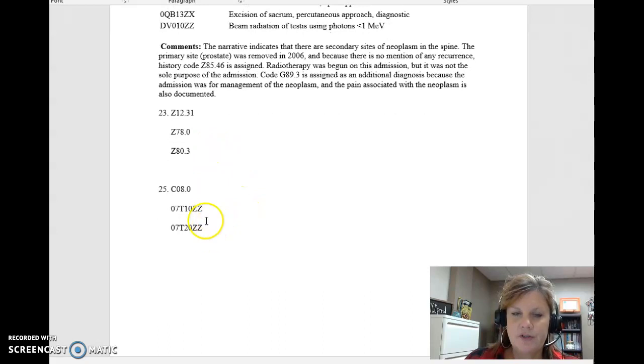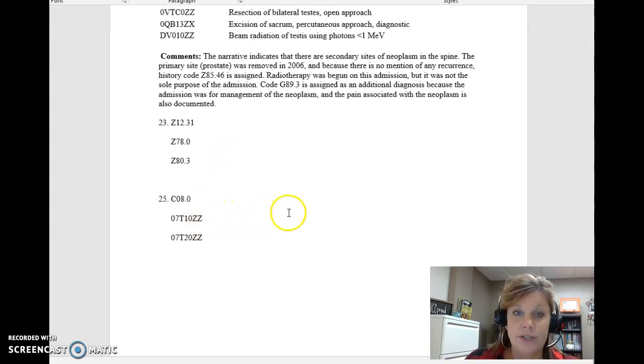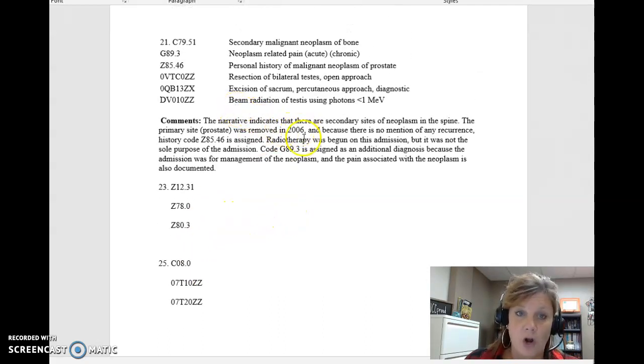The biggest thing is make sure you don't forget to code your procedures, your chemotherapy for all of these.